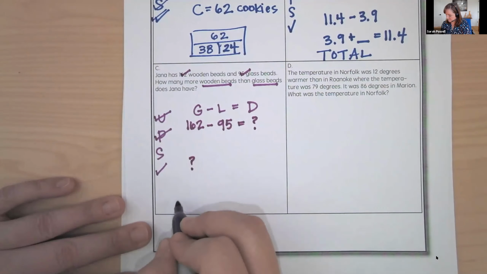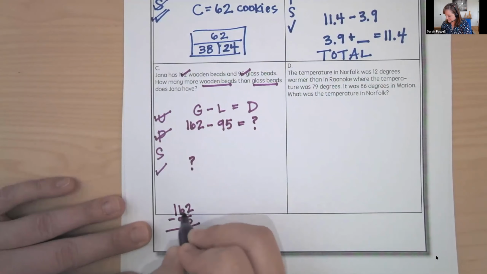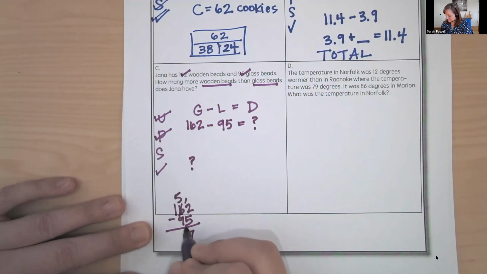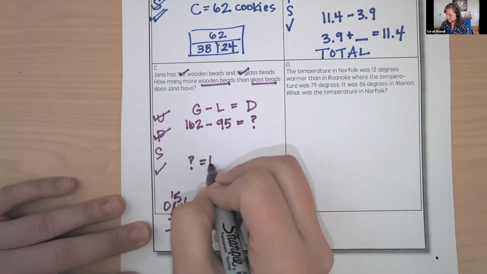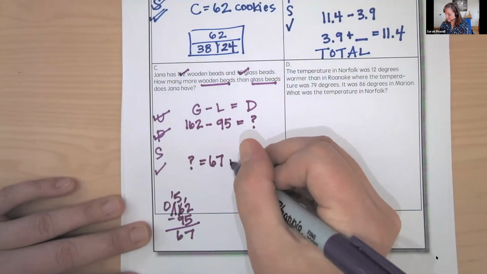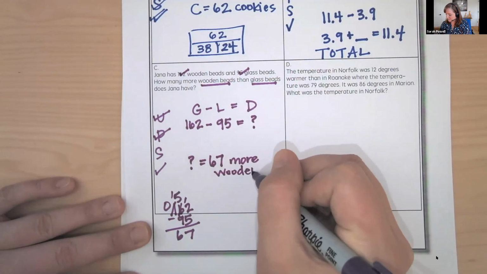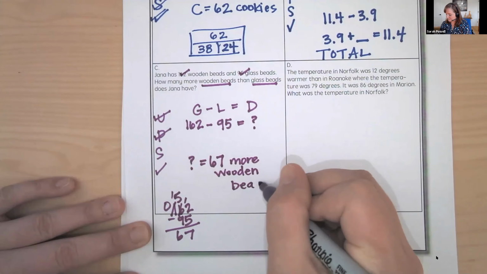And I don't remember the answer to this one off the top of my head. Just a case of the Mondays, I guess. So I'll go ahead and do my math right there. So question mark equals 67, and I'm comparing, so I have 67 more wooden beads. Go ahead and put my label there.